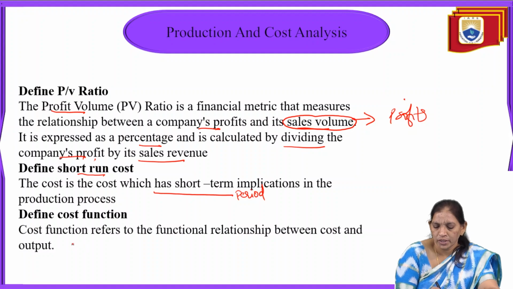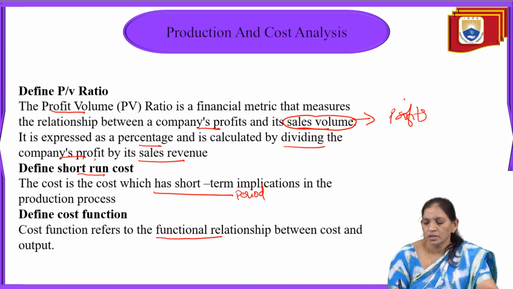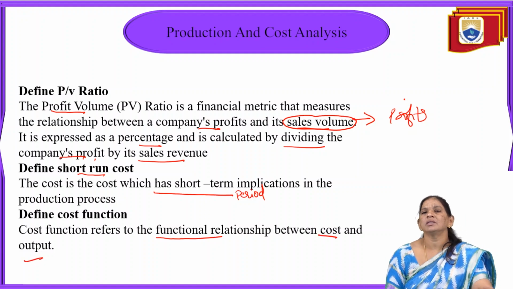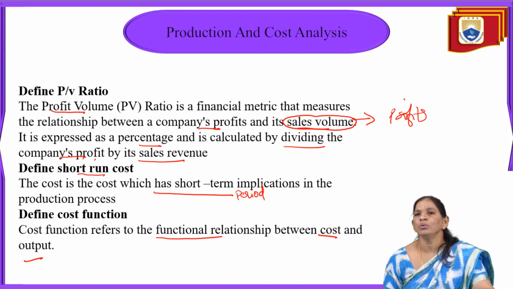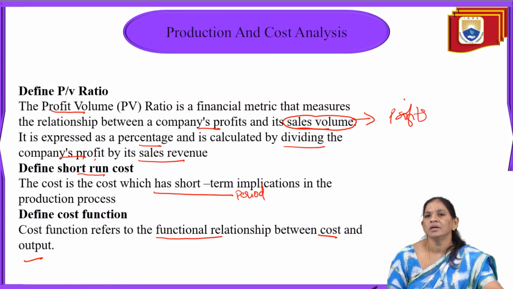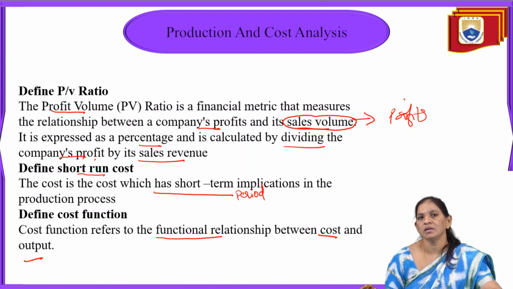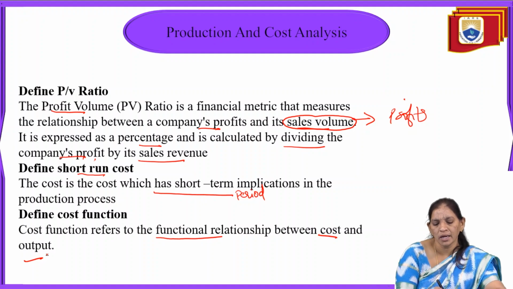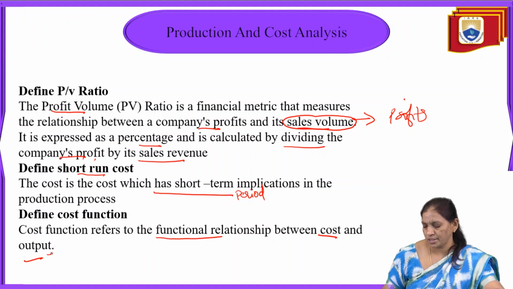Define cost function. The cost function refers to a functional relationship between the cost and output. Nothing else. The cost function is how the cost varies based upon output, meaning an increase or decrease of output. Once the output changes, the cost will also change and its determinants will also be affected. So this is how we define the cost function: a relationship between cost and output and its determinants.